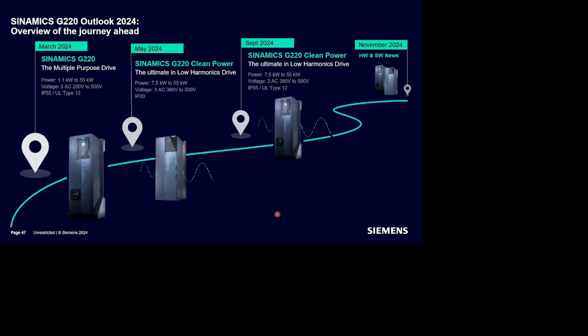I already explained what has been released. We have already from last year the Sinamics G220 multipurpose drive IP20 up to 55 kilowatts. And in March 2024, we released the IP55. Now in May, or end of May, early June, we released the Clean Power IP20 up to 55 kilowatts. And you see what is coming next. In early September, we will have the IP55 Clean Power Drive, this low harmonics variant.